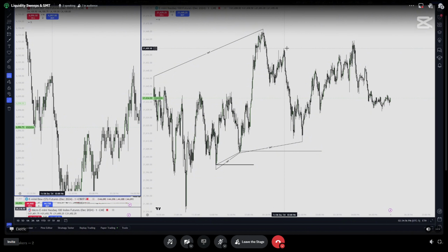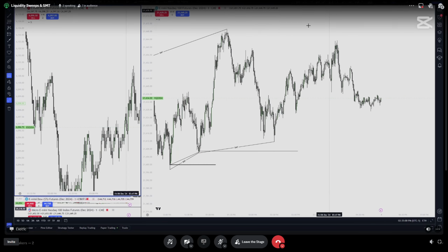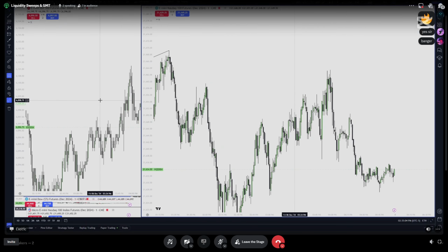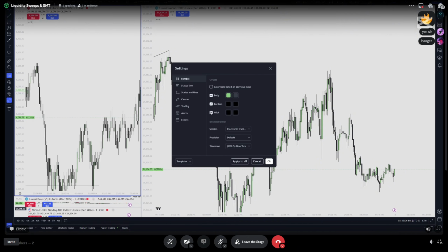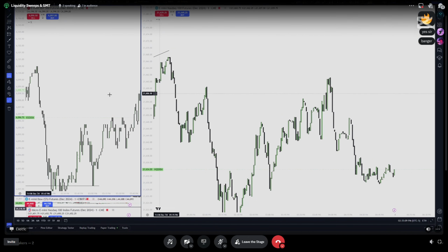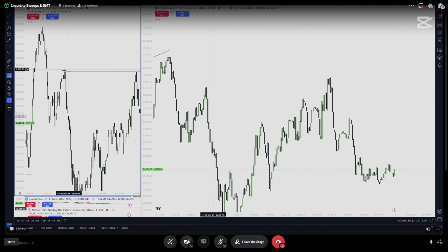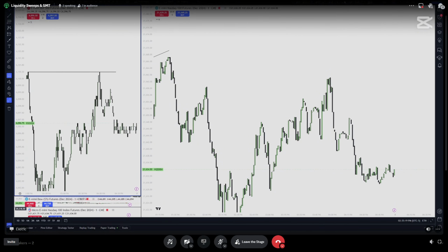And we have no SMT here. But what actually do we have here? Actually, this is a perfect example. Let's get rid of the wicks here. Okay, what do we see here? Equal highs on the bodies. What do we see here? Body closure above. This is body SMT here.